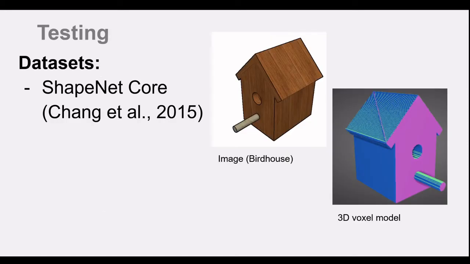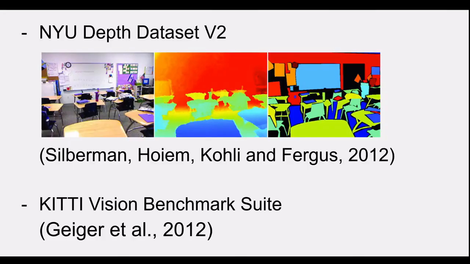For testing, we primarily use the ShapeNetCore database, which is a database of 3D shapes covering 55 different object categories. So this is an example of input data. We have the image of the birdhouse and a corresponding ground truth model.